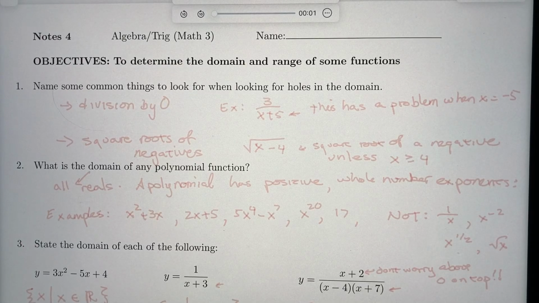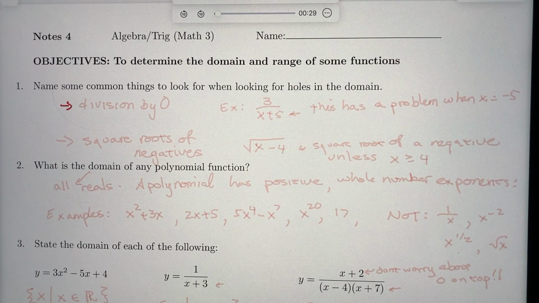So domain is a little funny because when we start talking about domain, your example functions that you're used to, there is never any problem. You can plug any number into x squared plus 3x. The problem is when functions start getting more complicated, you have to start watching for trouble. So at this point in your math career, we're going to be looking primarily for two things.